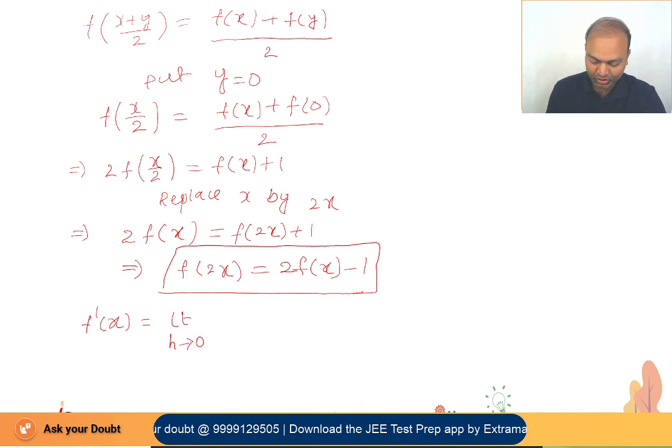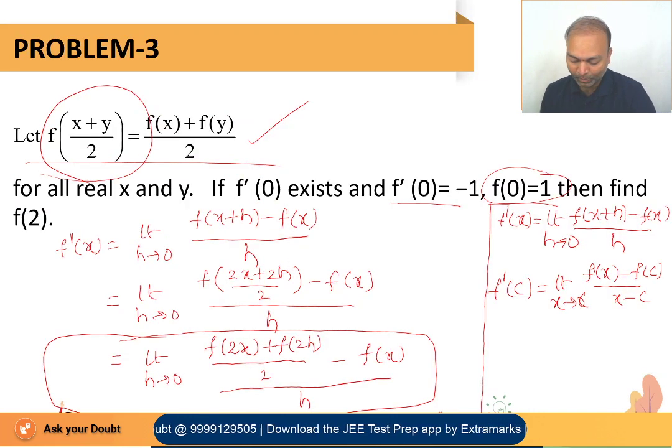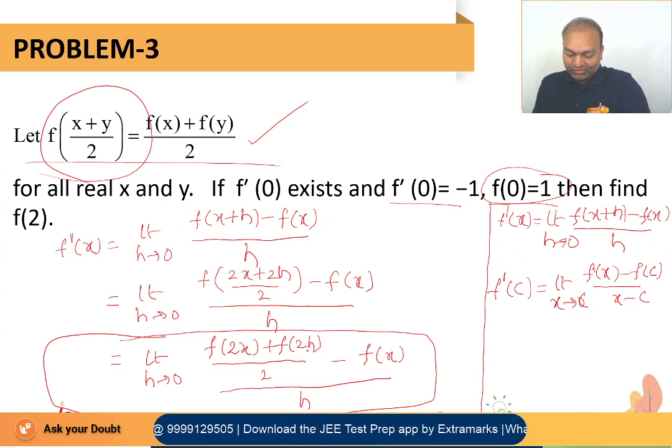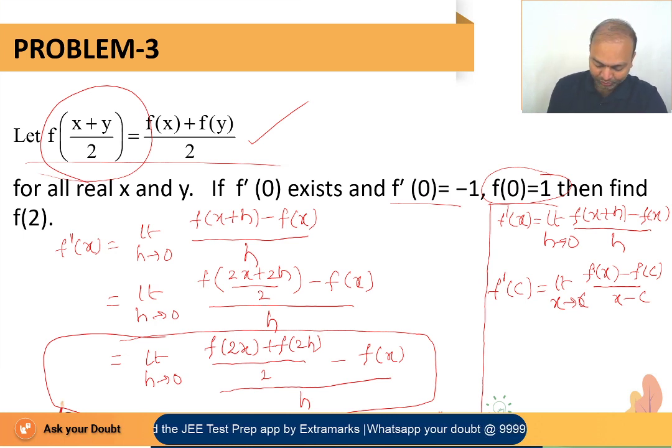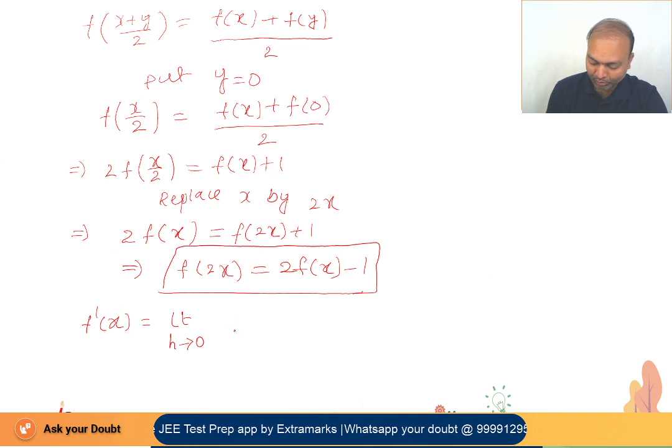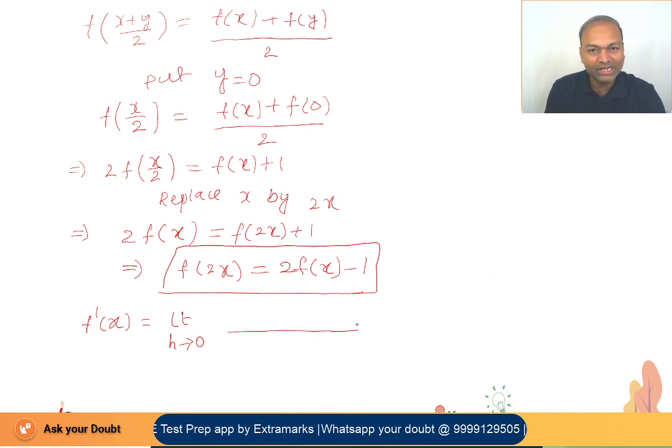Limit h tends to 0. Just see here the value: f of 2x plus f of 2h by 2. For our convenience, first find the LCM. What is the LCM value here? 2. The LCM is 2, and the whole is divided by h. Directly I am writing 2h.